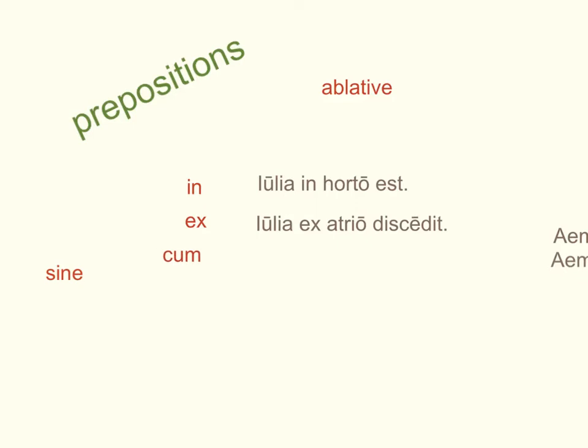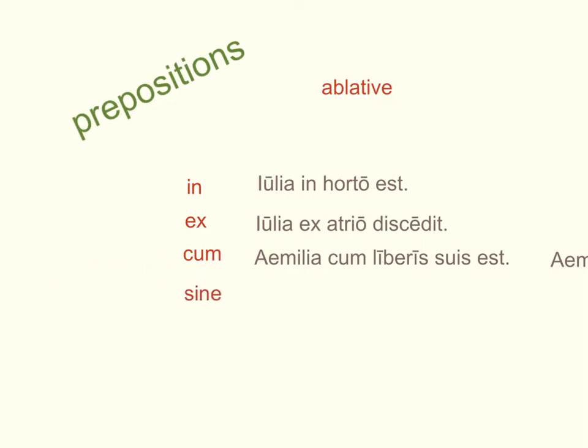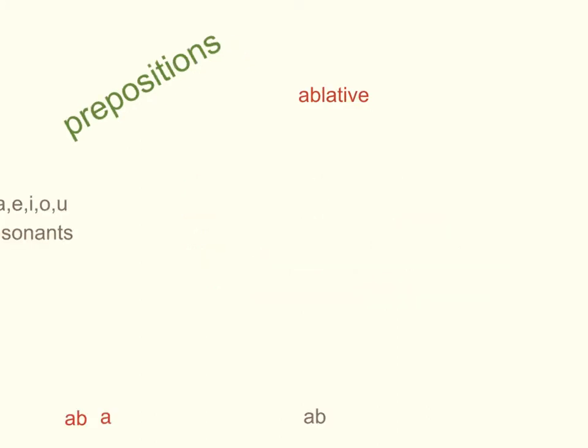We've learned how to use the preposition cum, also with the ablative. Amelia cum liberis suis est. Amelia is with her children. And we also learned how to use the preposition sine, which is the opposite of cum. Amelia sine viro suo est. Amelia is without her man.